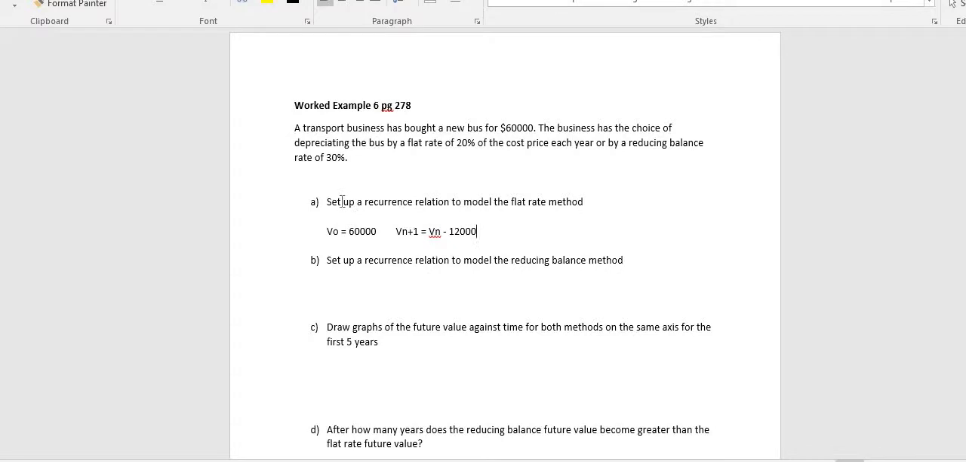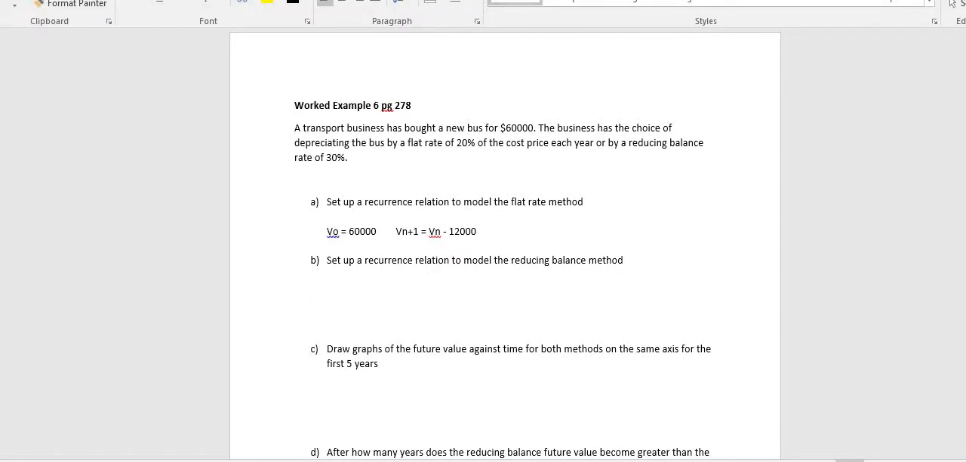So set up a recurrence relation to model the flat rate method. I've got an initial term, $60,000. So V naught equals 60,000. Vn plus 1 equals Vn minus 12,000. So I'm going to come down by $12,000 every year. Now that's the flat rate method, and we've covered that already. The new stuff for today is this one here. Set up a recurrence relation to model the reducing balance method.